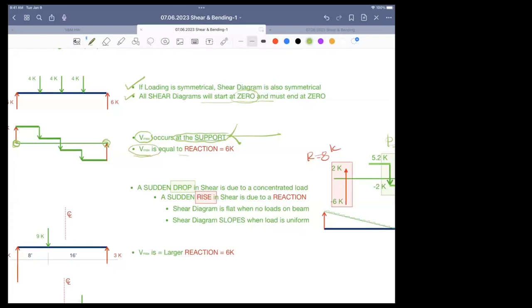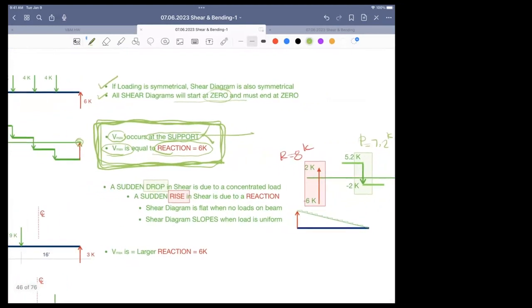Vmax is equal to the reaction. This is extremely important. The maximum shear occurs at the support. The maximum shear is equal to the reaction, no matter what that reaction is. So if you need to calculate the maximum shear, just get the reaction. That's the maximum shear.